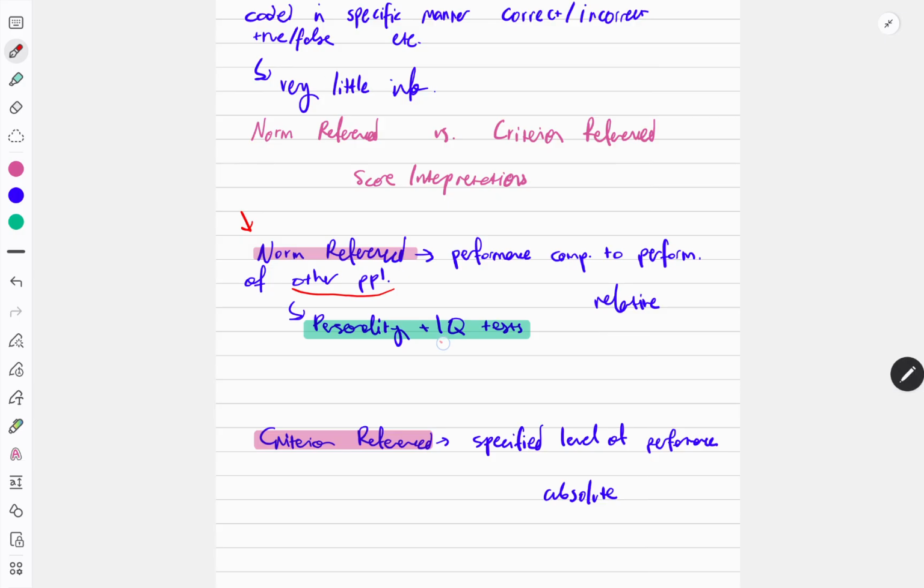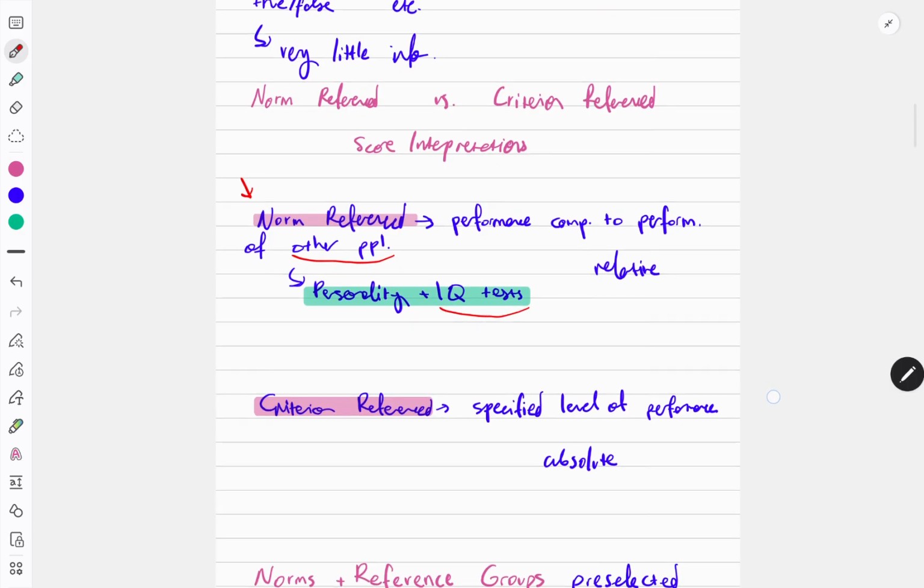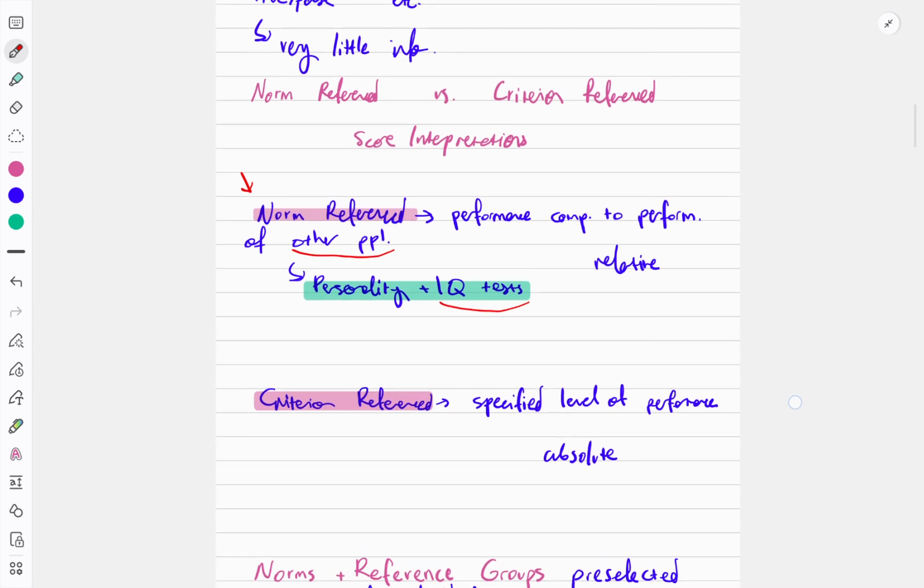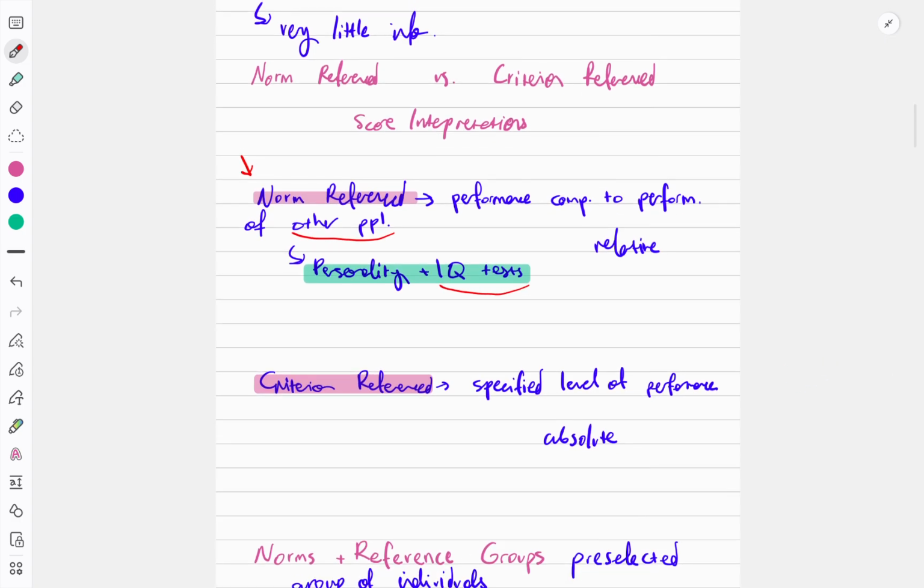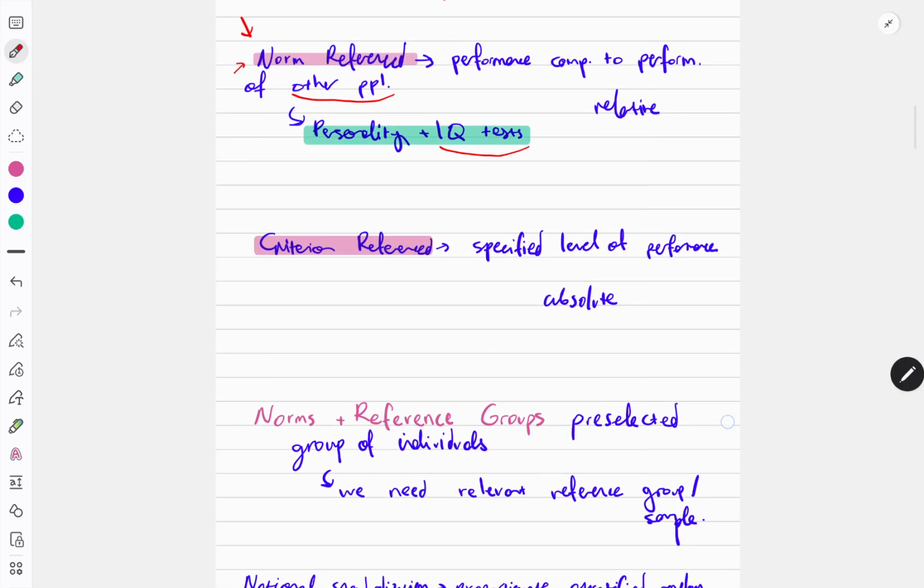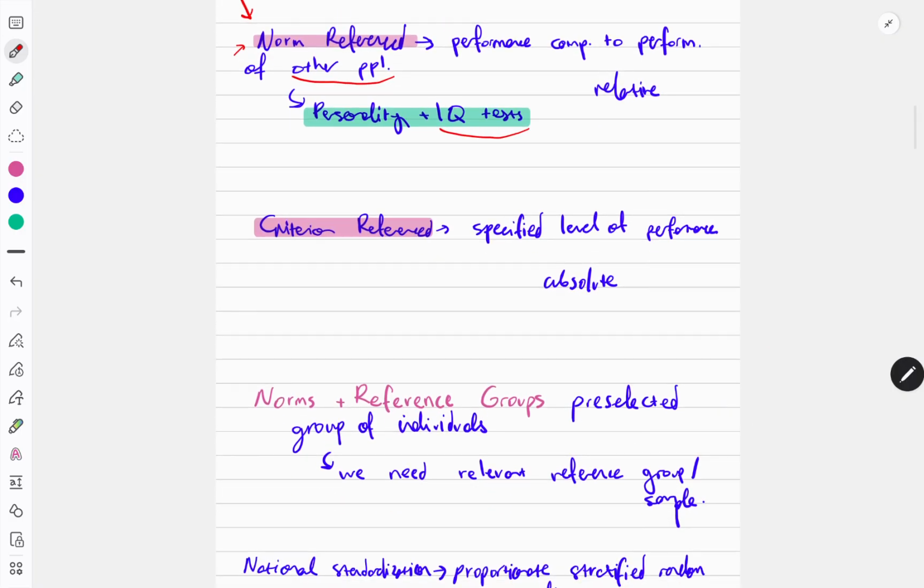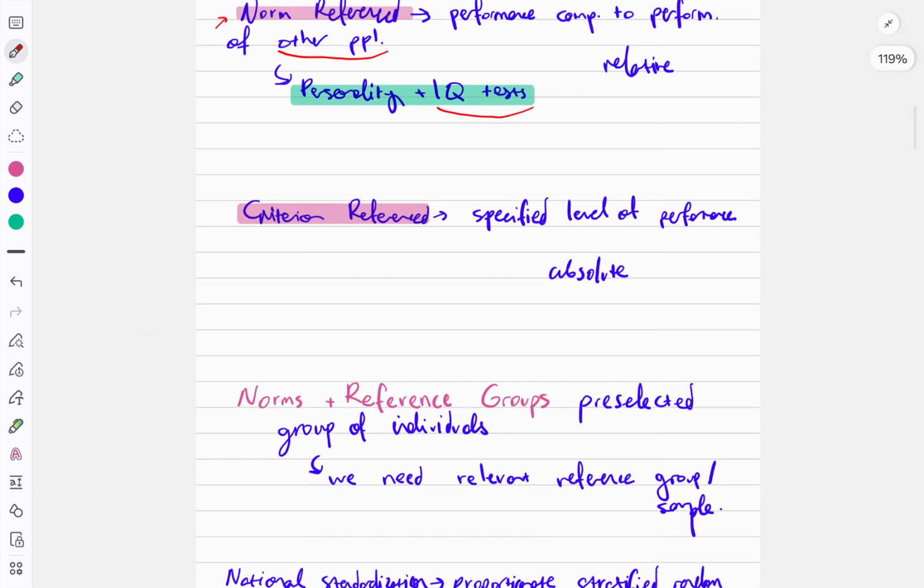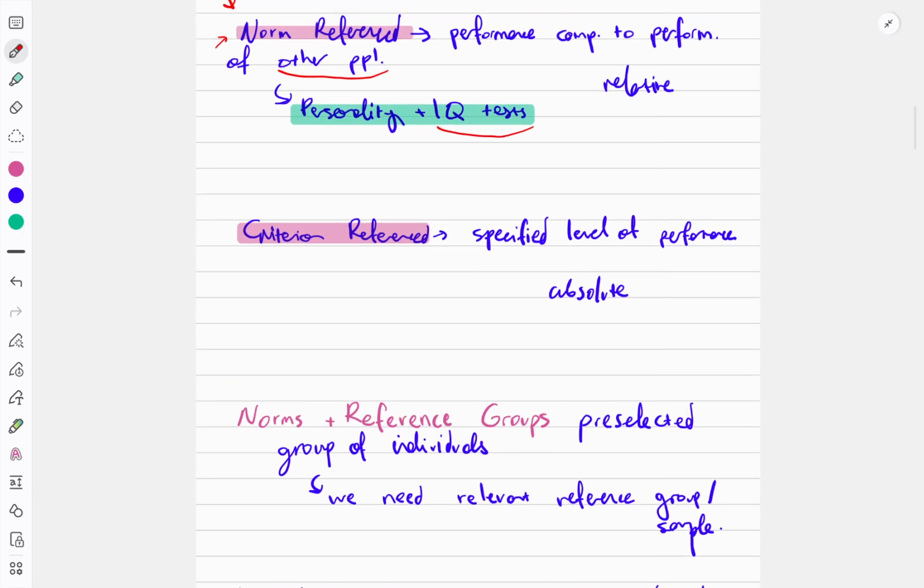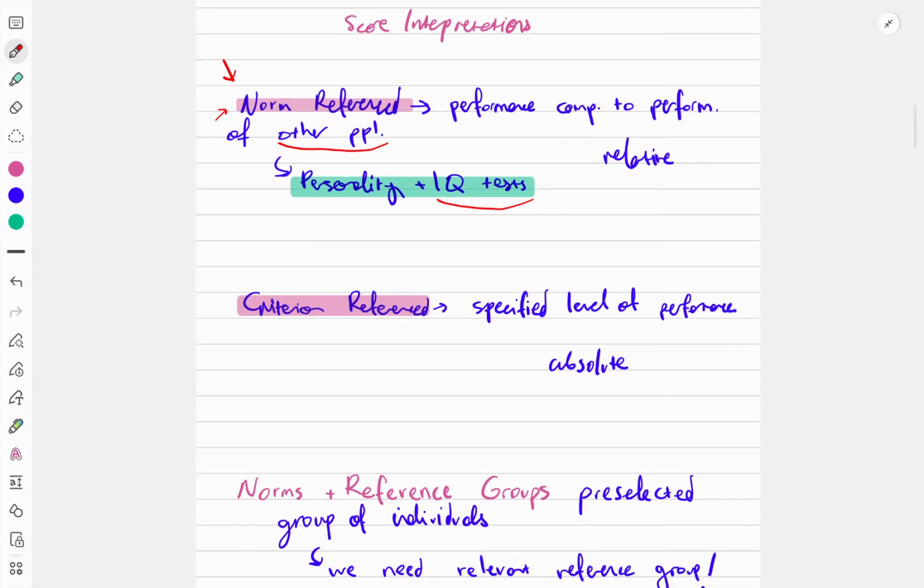Or in an IQ test there is an average, so if you do better than average you get a certain score, or if you do below the average you get a certain score. So these tests are norm reference. We are looking at the norm, the average, or what is considered normal, and then we are comparing our scores to that score. So in criterion referenced interpretations, it's just about a specified level of performance.